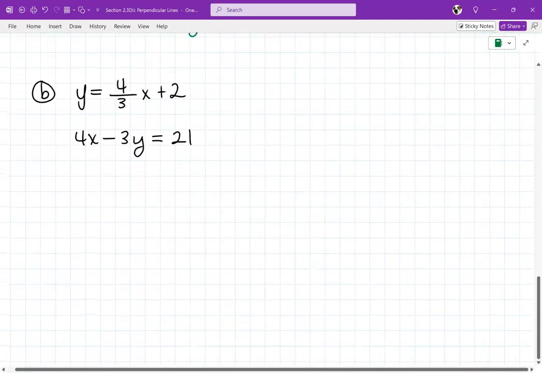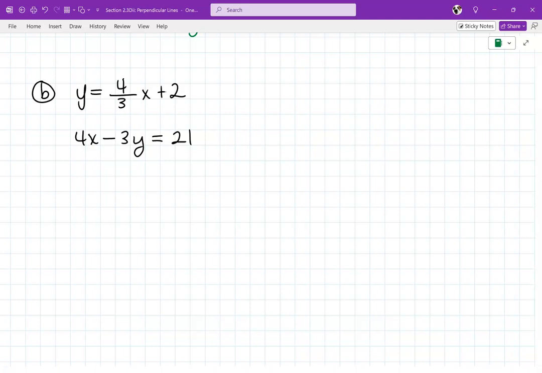So hopefully one of these is perpendicular. I don't know, maybe, maybe not. The next ones, they will be perpendicular, because they're actually telling us they're going to be perpendicular.